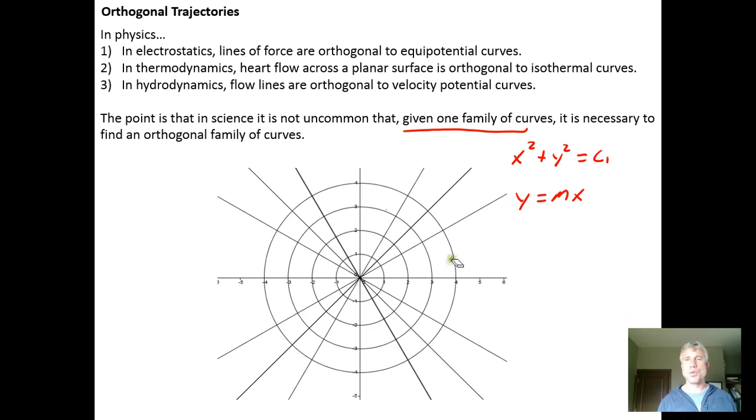So I've drawn in a few lines centered at the origin, and the key is that if you take any one of these lines, it doesn't matter which one, and you look at their intersection with any circle, so mark that point of intersection, and then draw the line tangent to the circle at that point of intersection, we'll see that the line through the origin is perpendicular to the tangent line to the circles. So the idea is if two families of curves are orthogonal to each other, then their derivatives must be orthogonal to each other, because the derivatives represent the slopes of the lines tangent to those curves at any given point.